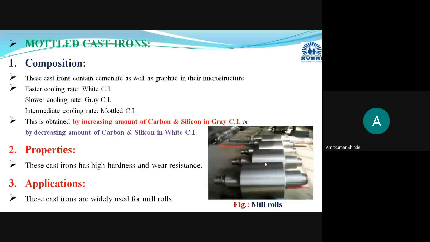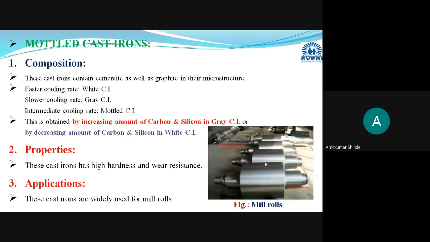So this is the mottled cast iron, a combination of white and gray cast iron. Its distribution of white cast iron, meaning cementite, and gray cast iron, meaning graphite flakes, will not be uniform. At some places white cast iron, at some places gray cast iron will be present. That is the mottled cast iron. Due to this, in some types of mottled cast iron you will sometimes end up with very high brittleness also. That's why we are not using it for more applications, only some specific applications like mill rolls.